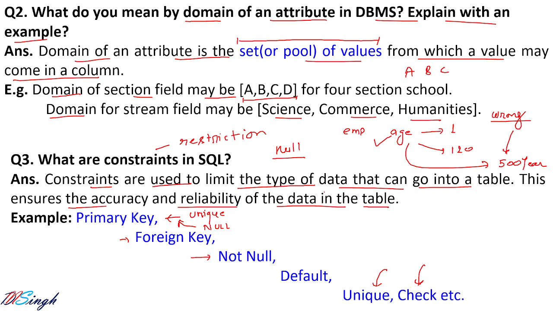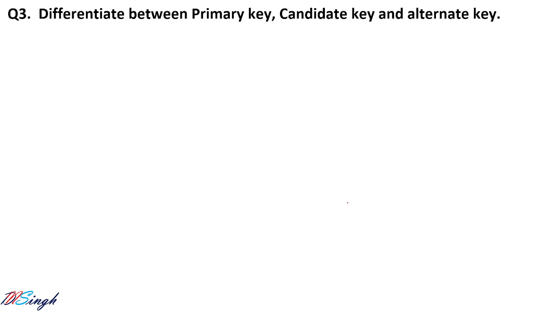Constraints are used to limit the type of data that can go into the table. This ensures accuracy and reliability of the data in the table. So constraints help us to make data accurate and reliable inside the table. Let us move to the next question.